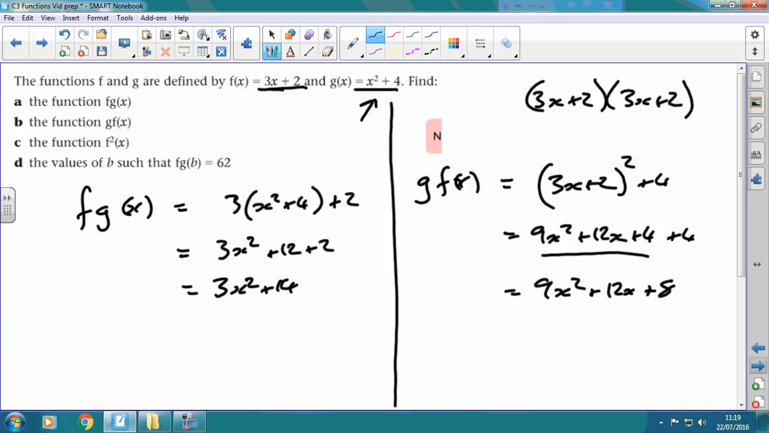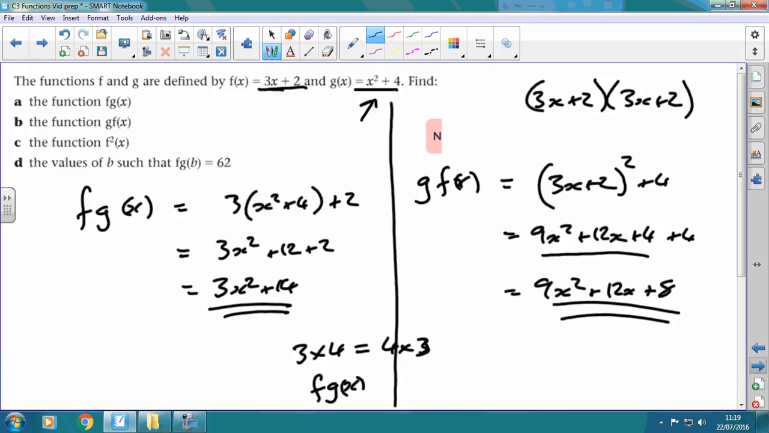Now notice that fg of x equals this, gf of x equals this. Now the whole thing behind maths that we learn in primary school is that it's commutative. 3 times by 4 equals 4 times by 3. But here, fg of x does not equal gf of x. And again, that's an important thing to remember. So fg of x isn't the same as gf of x. You've got to make sure that you do it in the right way.